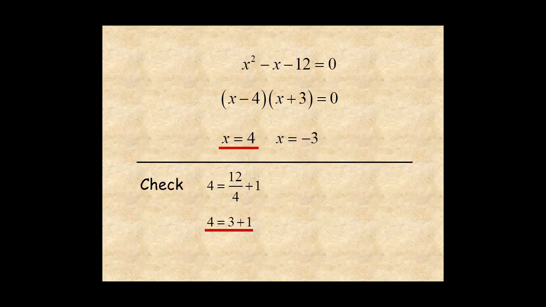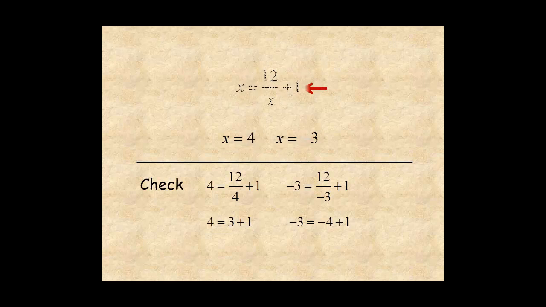Then check the solution x equals negative 3. Substitute x equals negative 3 in the equation. 12 divided by negative 3 is negative 4, and since negative 4 plus 1 is negative 3, the solution checks. So the equation has two solutions, x equals 4 and x equals negative 3, and they both check.